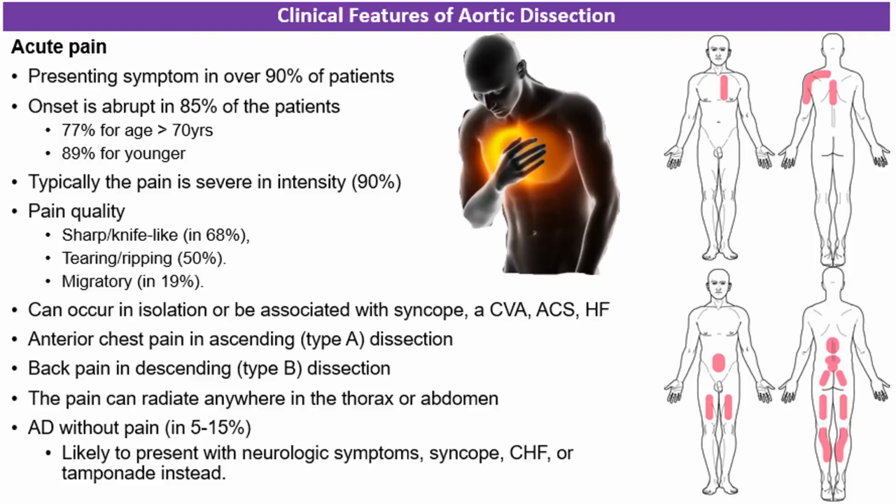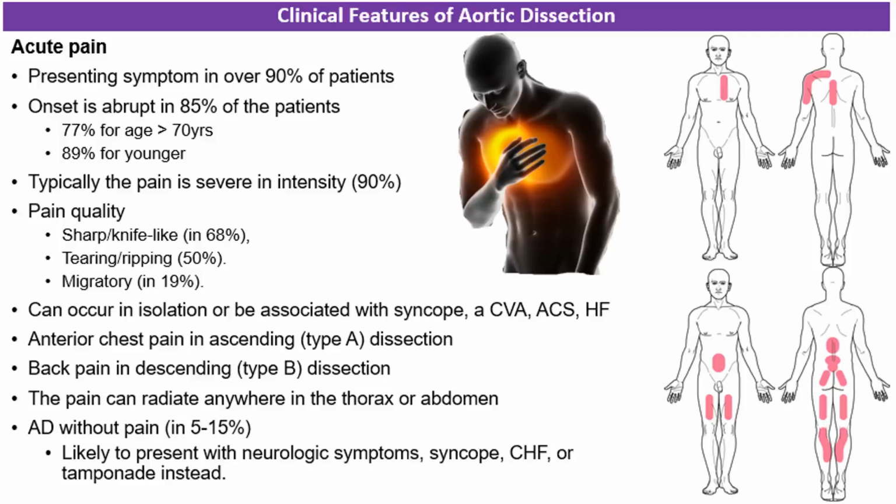Pain can occur in isolation or be associated with syncope, a cerebrovascular accident, acute coronary syndrome, heart failure, or other clinical symptoms or signs. Generally, there are 14 potential pain sites associated with aortic dissection. Chest pain is the most common symptom, followed by back pain. If there is upper limb ischemia as a result of the dissection event, then arm pain may occur.